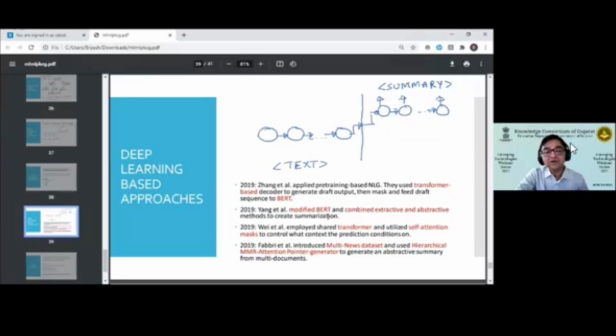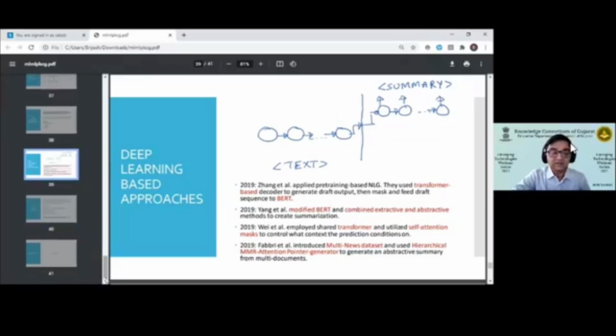They have used a transformer-based decoder to generate draft output, then mask and feed the draft sequence to BERT. Then again in 2019, Yang et al. used a modified BERT and combined extractive and abstractive methods to create summarization. So a combination of two methods. Ray et al. employed a shared transformer and utilized a self-attention mask to control what context the prediction conditions on. And Fabbri et al. introduced the Multi-News dataset and used a hierarchical MMR attention pointer generator to generate an abstractive summary from multiple documents. So these are some recent works on text summarization techniques.